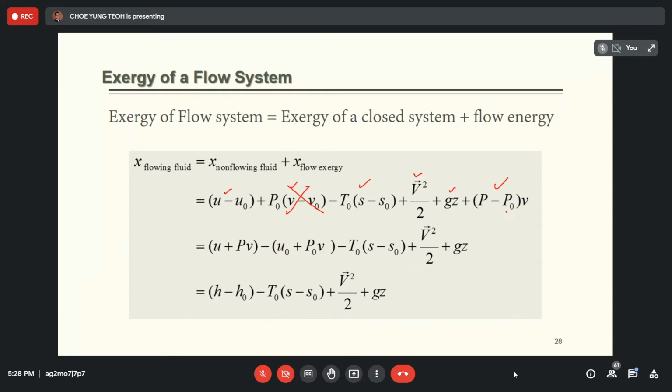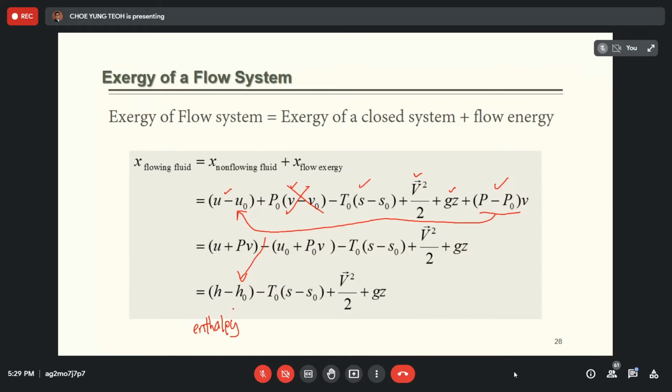And then you can move this flow energy and combine it with the change of internal energy. And this will give you the term H. We call it enthalpy. So why do you want to do it like this? Just to make the calculation easy. Okay, so we have a new term called enthalpy, where you include the flow energy into the internal energy. And then the equation will now become simple.